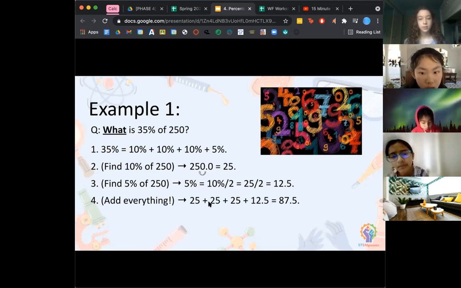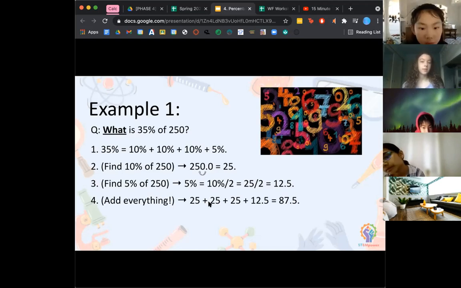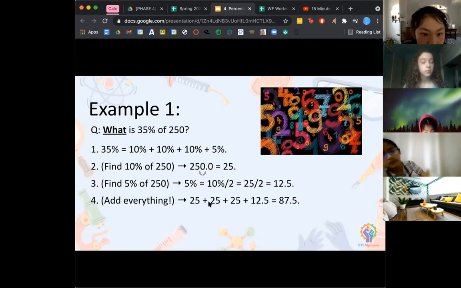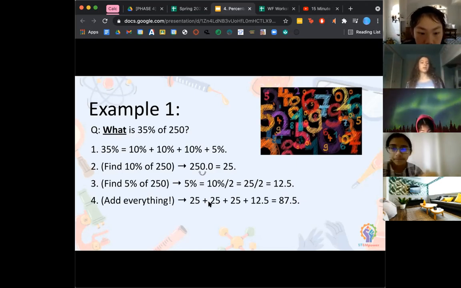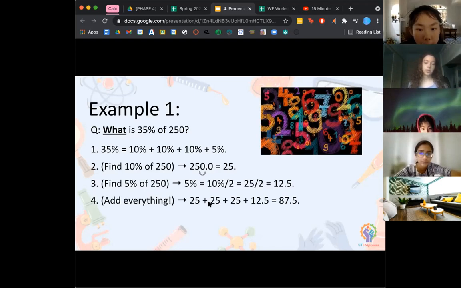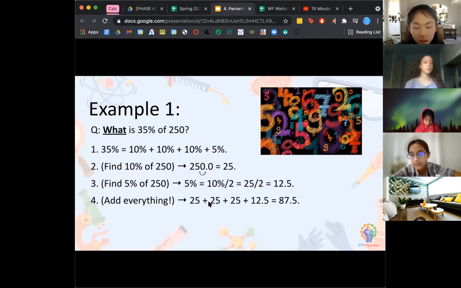So does everyone understand that? Do we have any questions about this? Yeah, Brittany? You just divide 35 by 100 and multiply by 250. Yeah, you totally can. That's great. That's another method. If you don't have a calculator, this method is a little easier, but it does have its limits because it only works for percentages that are divisible by 5. But you can just divide 35 by 100 and multiply by 250.